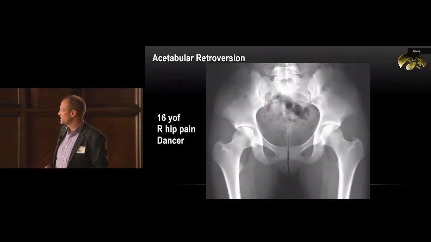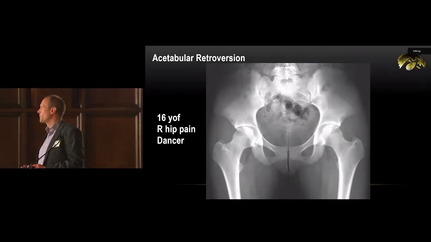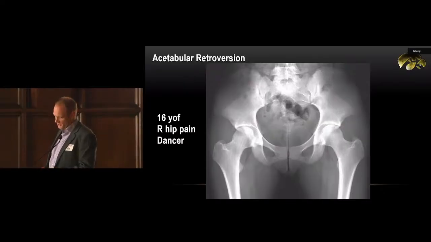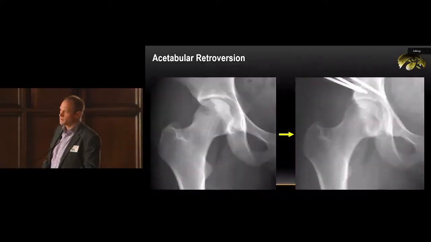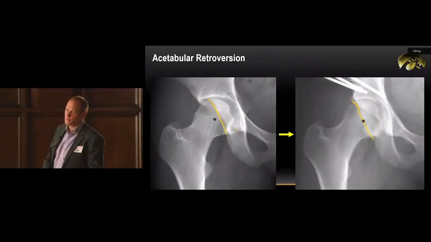So for these reasons, as our 16-year-old high school student with right hip pain, she's a dancer, we elected to treat this patient with an anteverting PAO. So we did an anteverting PAO, and you can see with the PAO, we're able to correct the crossover sign and also improve our posterior coverage.